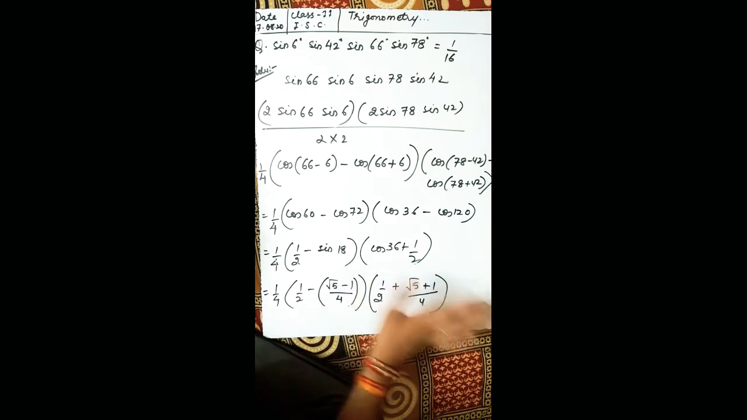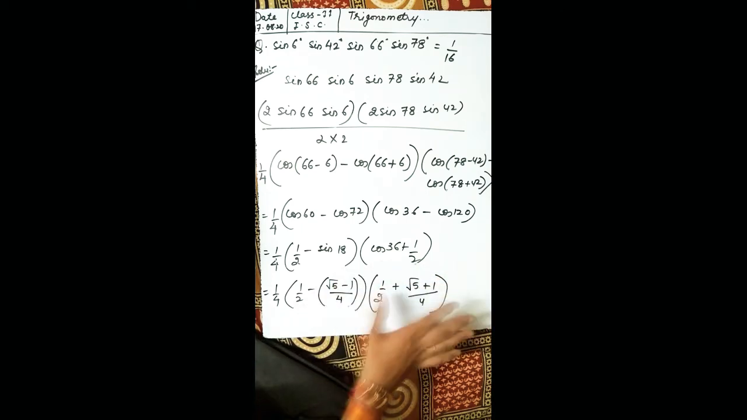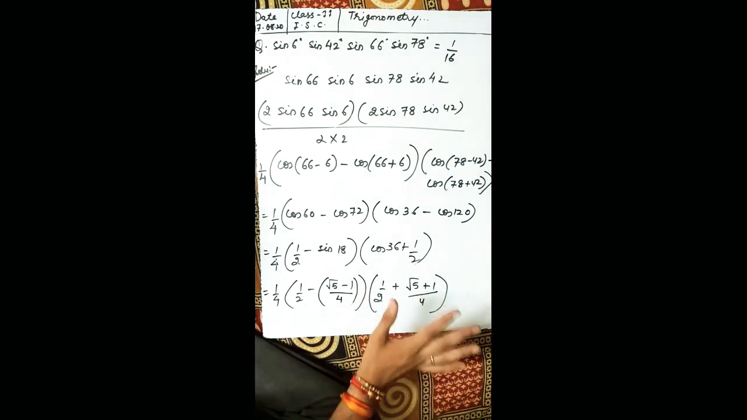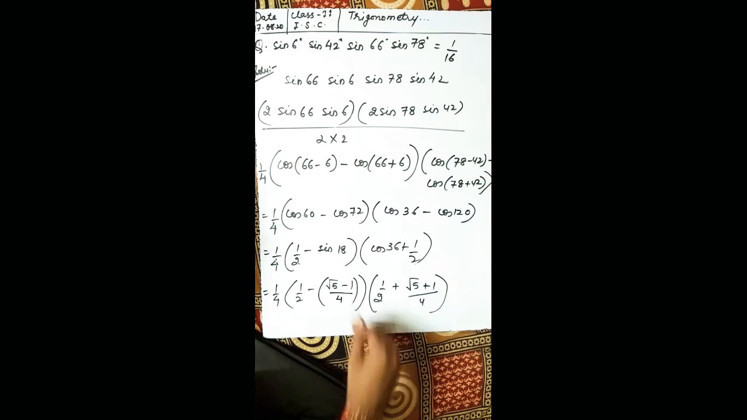We cannot use the a square minus b square identity, a plus b, a minus b, because these two are different. So we cannot, so please don't be in that confusion. Okay, be very careful. I'm solving it.